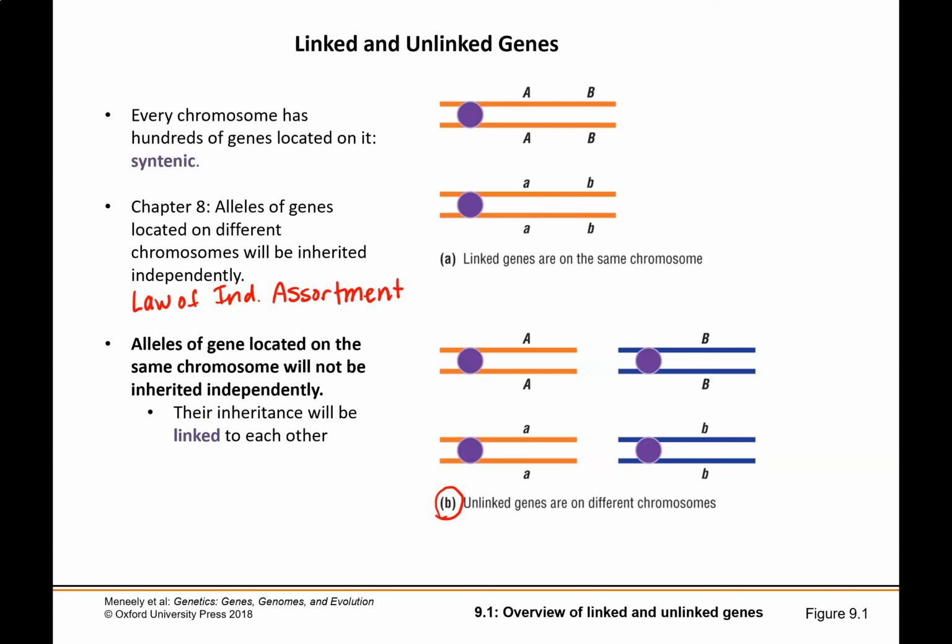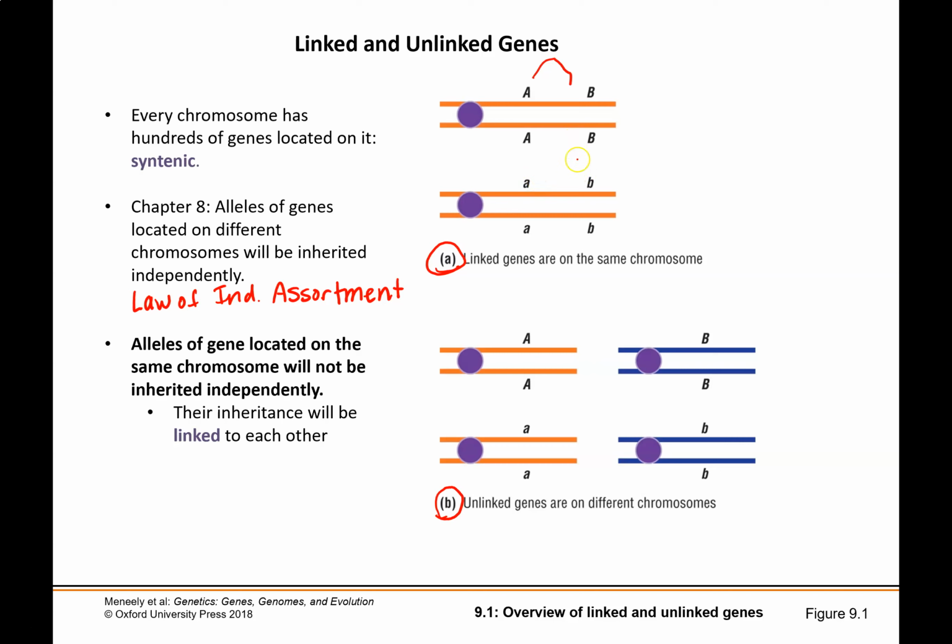Alleles of genes that are located on the same chromosome are not going to be inherited independently. They are said to be linked to one another. So on the top here, we have chromosomes that show linked genes, where A and B are found together. Now, because they are found on the same chromosome, they are going to be inherited together. So if you have the big A, big B allele on your chromosome, you are going to pass the big A, big B allele together on that particular chromosome.